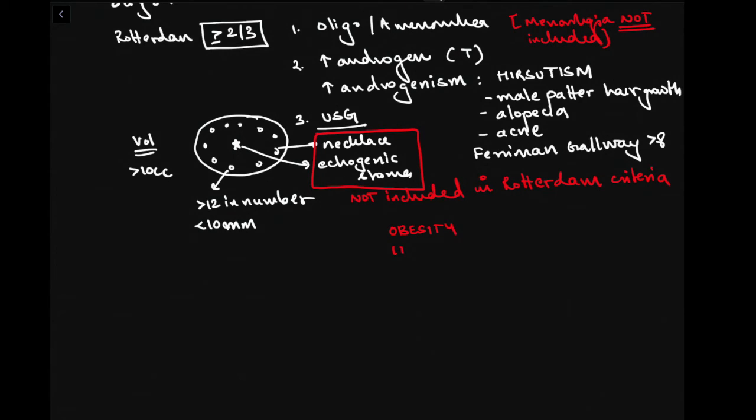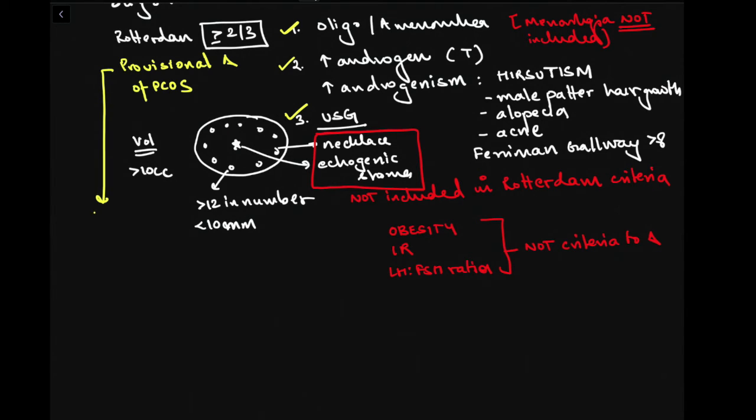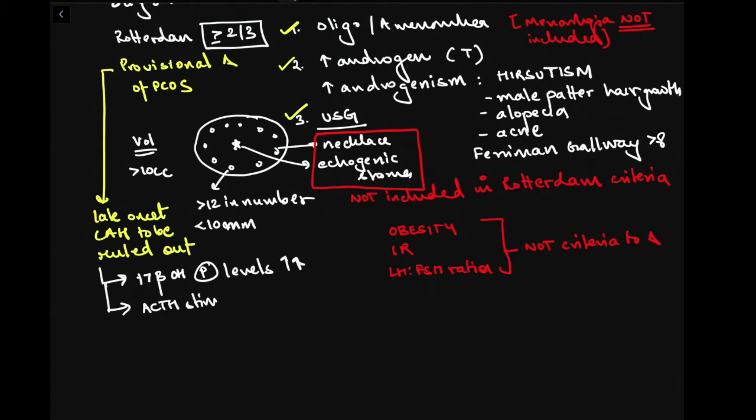Now, obesity, insulin resistance, and LH-FSH ratio, these are all not included in the Rotterdam criteria. Provisional diagnosis of PCOS. Right. Why? Because late onset CAH needs to be ruled out. Right? Remember, we studied that it is a differential of PCOS, and in this condition, there will be high levels of 17 hydroxyprogesterone. To confirm it, ACTH stimulation is done.